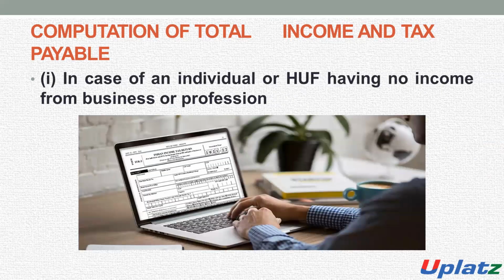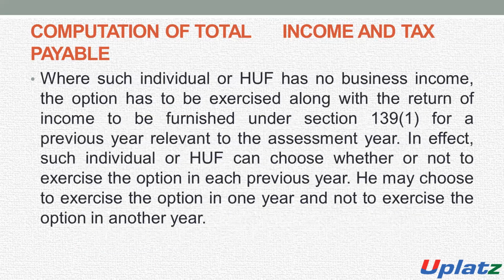available, will be applicable. Number one, in the case of an individual and HUF having no income from business and profession: if there is any individual or HUF who does not have income taxable under the head PGBP, then he has an option to exercise it in his return of income, which is to be furnished under section 139 for the previous year relevant to the assessment year. So in effect, such individual or HUF can make the payment of tax.